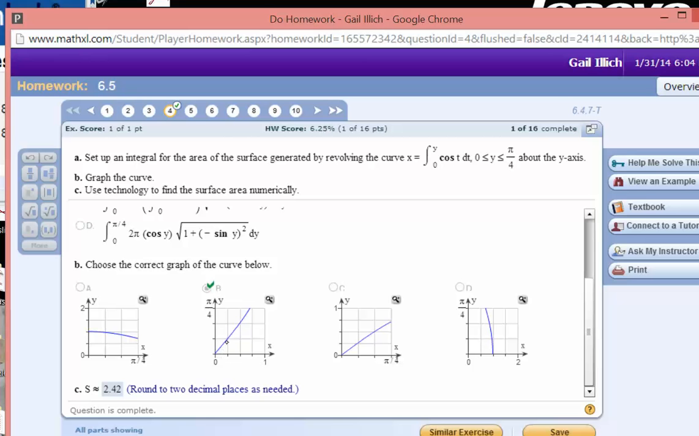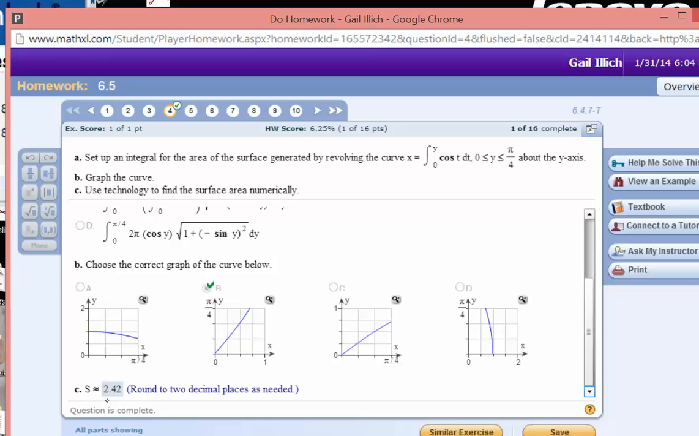But if you know that this integral is going to be the sine of y, x equals the sine of y, then just put 0 in for y, so that would be 0, and then if you put pi over 4 in for y, you do get the sine of pi over 4 is the square root of 2 over 2, which is about 0.707, so you should be able to argue to yourself that that graph is B.